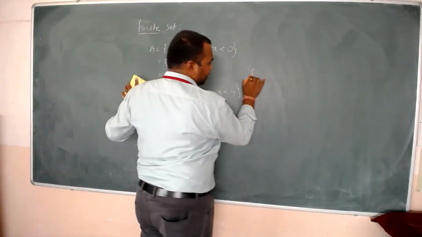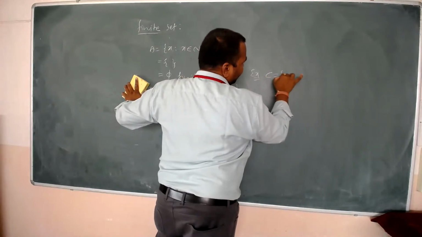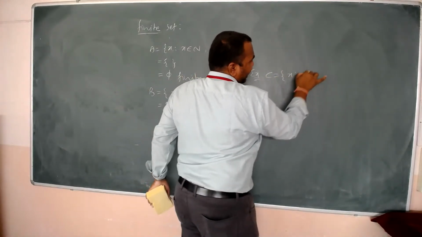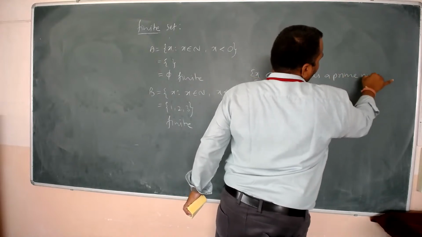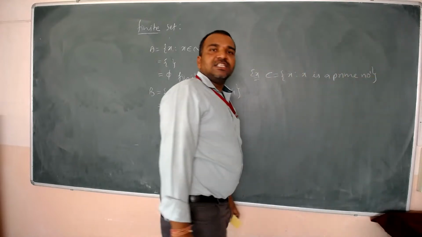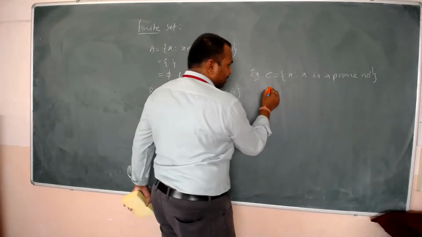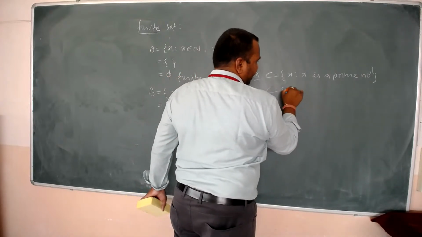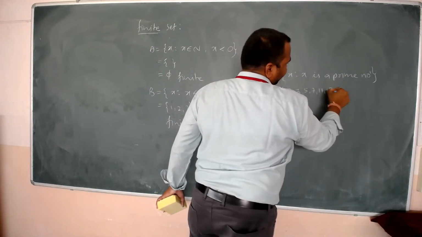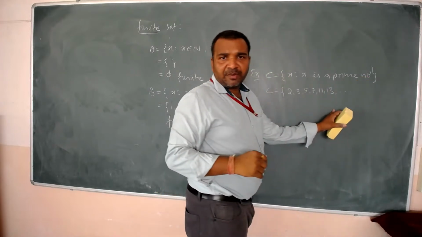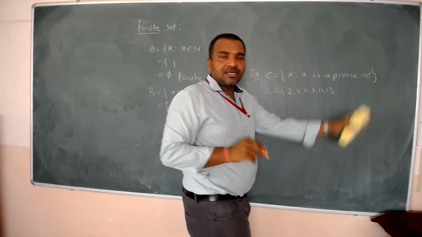I will write one more example. C is equal to {x such that x is a prime number}. It is an infinite set. Why is it an infinite set? What are the prime numbers? 2, 3, 5, 7, 11, 13. Is there any end for prime numbers? No. It is continuous.